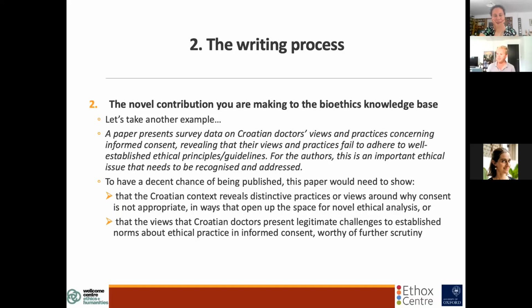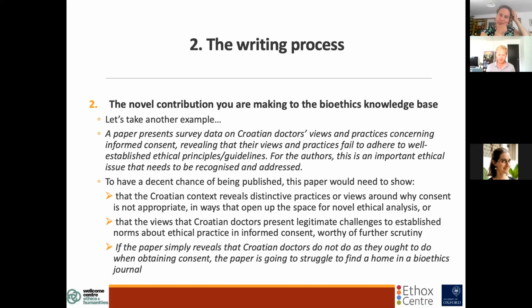That's the kind of thing that really feels like a weighty, novel contribution. But if the paper simply concludes that Croatian doctors don't do as they should do in light of well-recognized norms or practices when they get consent, again, it's interesting to know that Croatian doctors struggle in that way, but we already know that people struggle in those ways, I would expect. And so it's going to be difficult to justify publication again.